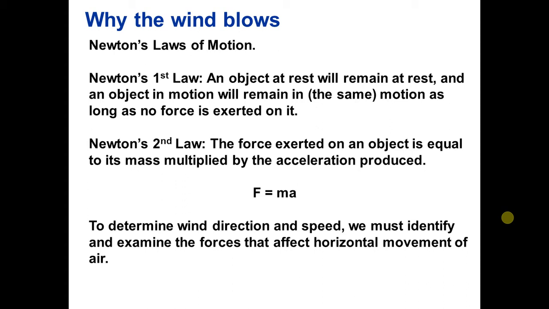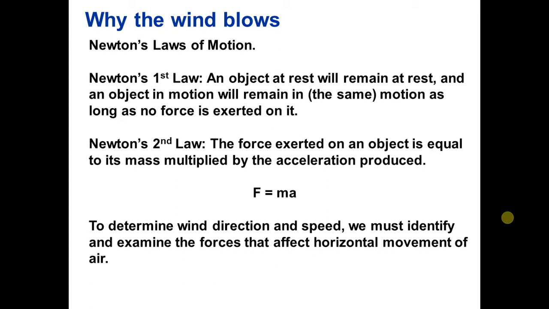Newton's first law from physics, you may remember, says that an object at rest will remain at rest, and an object in motion will remain in the same motion as long as no force is exerted on it. So basically, if an object, and it could be a basketball, a baseball, a molecule, right? If it's not moving, if it's at rest, it's not moving any direction or speed, right? If its speed is 0, it's going to stay at rest unless an external force acts on it.